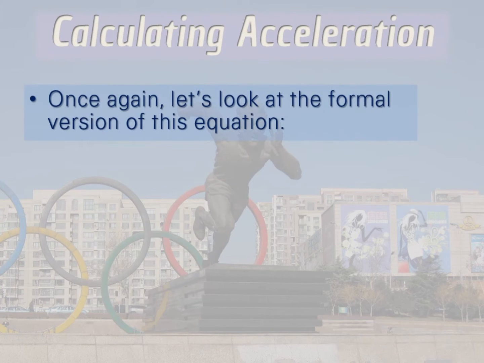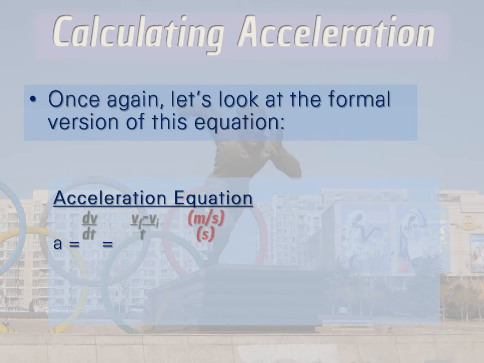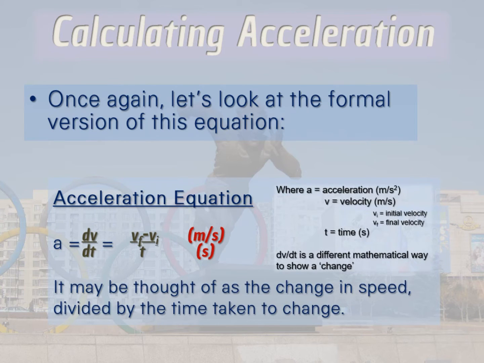So as we did with speed, let's look at the formal version of the equation. Here it is. We're using A for acceleration in meters per second squared. And then we have dv over dt. So dv is a way of writing the change in speed. It's actually related to when we saw the triangle delta in the last video, and it's over the change in time, dt. So it's a way that you will see rates of change written in mathematical terms.